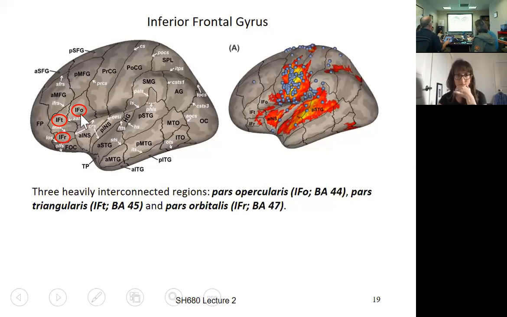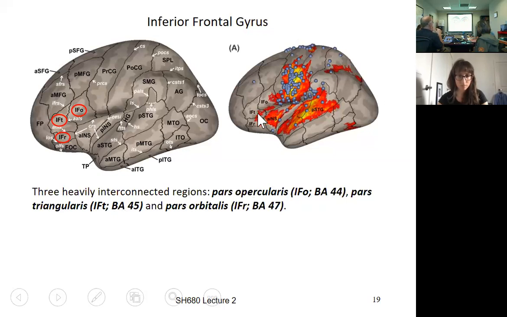So usually it's broken up into 3 sections, and they're referred to as pars opercularis, which we're going to use IFO for, and that corresponds to Brodmann's area 44. That's the most posterior part. That's the part where we think speech motor programs are represented partially, in addition to ventral premotor cortex and the insula. The pars triangularis, IFT, which is BA45, and the pars orbitalis, which we'll use IFR for, that's BA47. That's the most anterior inferior one. For speech, it's mostly opercularis that's important, and then some triangularis in the opercular region.